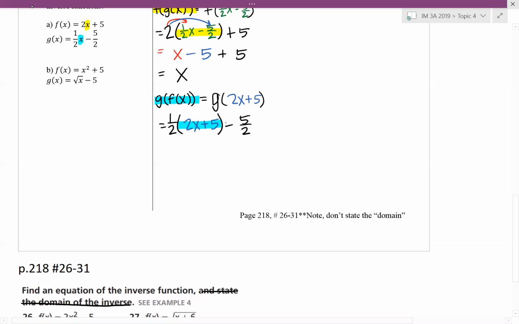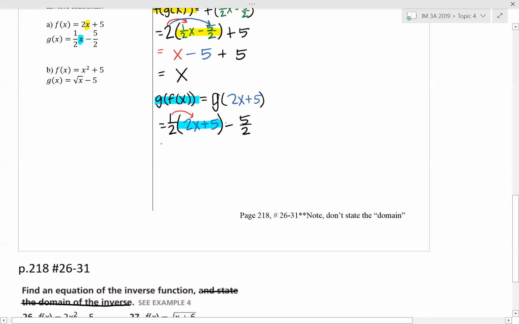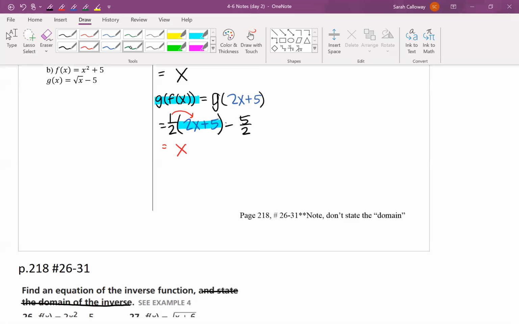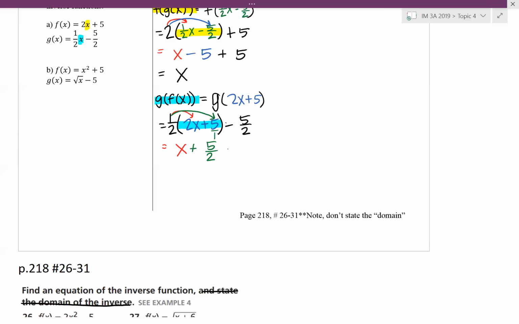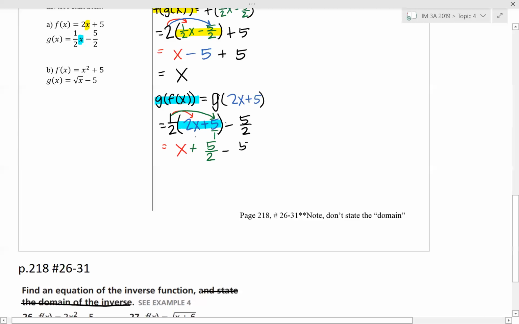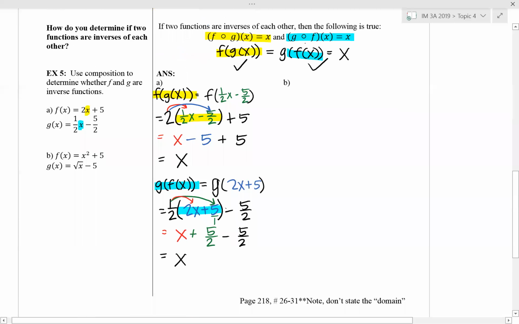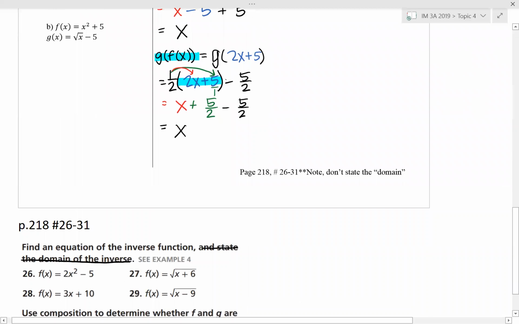So structurally, this is the same process. I need to distribute the 1/2. So if I multiply 1/2 times 2x, that's going to be 1x. And then if I multiply 1/2 times 5, remember I want to think about the 5 over 1, so that's going to be plus 5 over 2. And then I'm going to bring down the minus 5 over 2 that I had from the original problem. So notice that if I combine like terms, I get x. So I've met the second condition that g of f of x is equal to x. So that means that yes, these two functions are inverses.